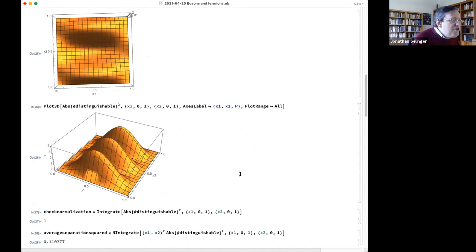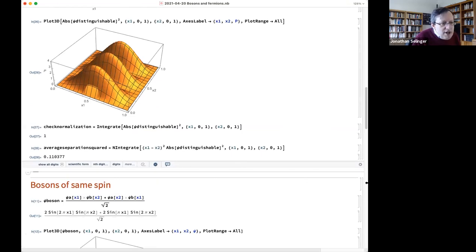For distinguishable particles, here's what the probability distribution looks like. Particle 1 tends to be right in the middle. Particle 2 could be on the left or in the middle or on the right. So, 3 peaks.